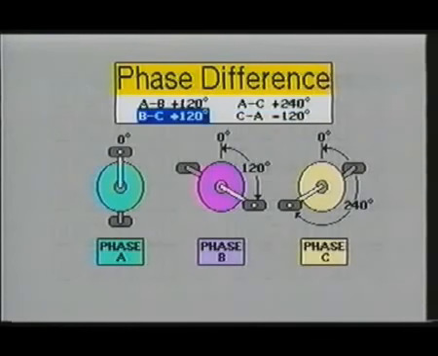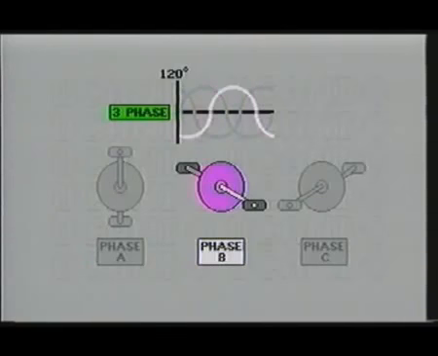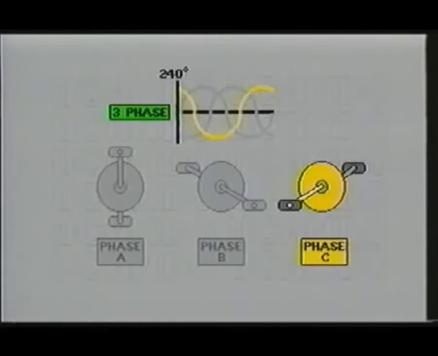Now let's compare these pedals to a three-phase sine wave. As you can see, the sine wave for phase A starts at the 0 reference line and then increases to its positive peak potential. When compared to the start of phase A, phase B is actually 120 degrees into its cycle. And when compared to the start of phase A, phase C is already 240 degrees into its cycle.